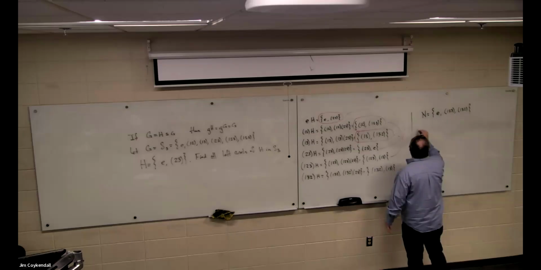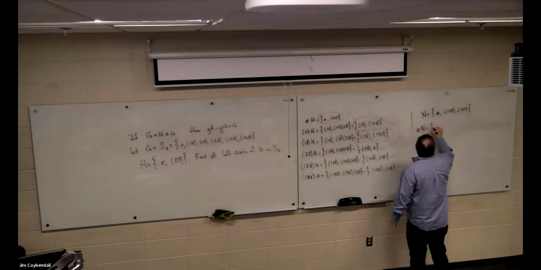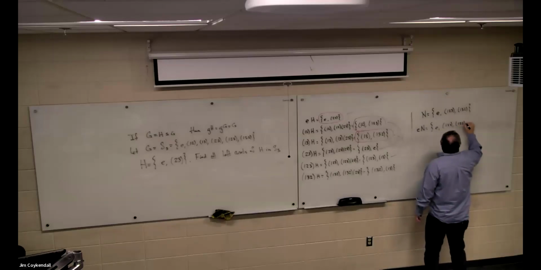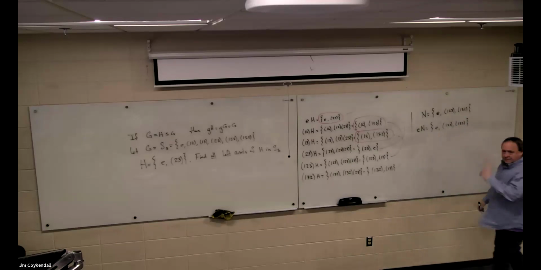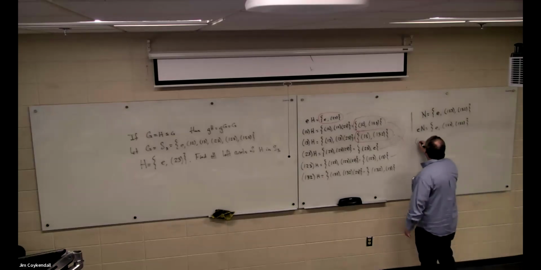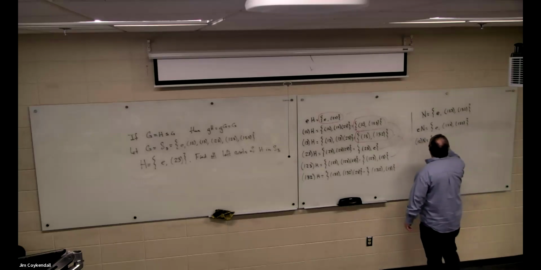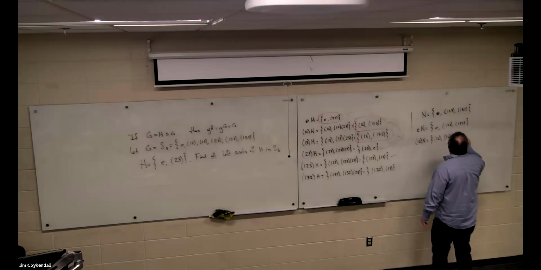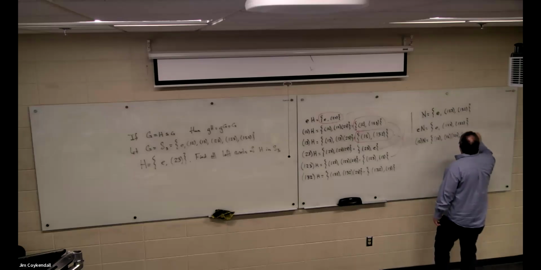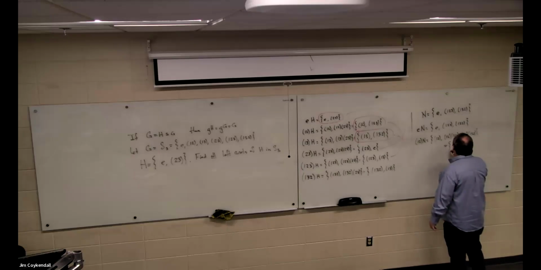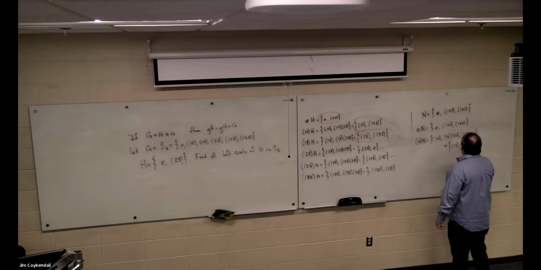Now, let's look at E, N. This is E, (1 2 3)(1 3 2). Let's look at (1 2) N. This is equal to (1 2)(1 2)(1 2 3) and (1 2)(1 3 2), which is equal to (1 2).